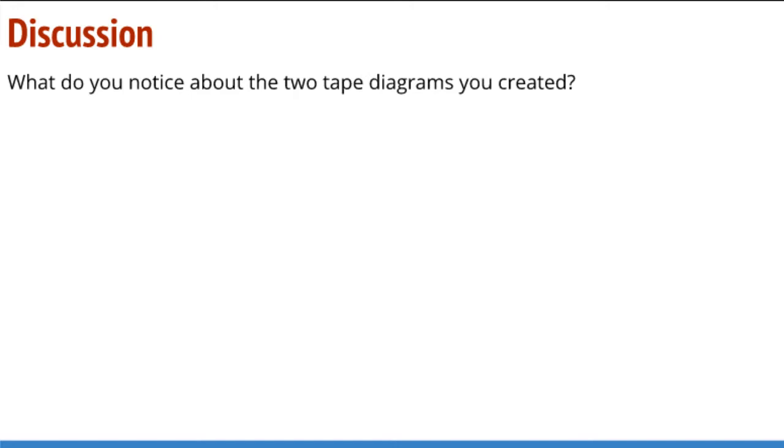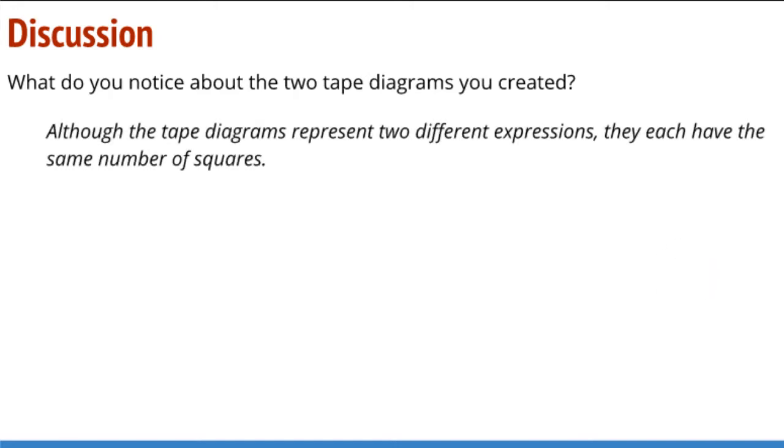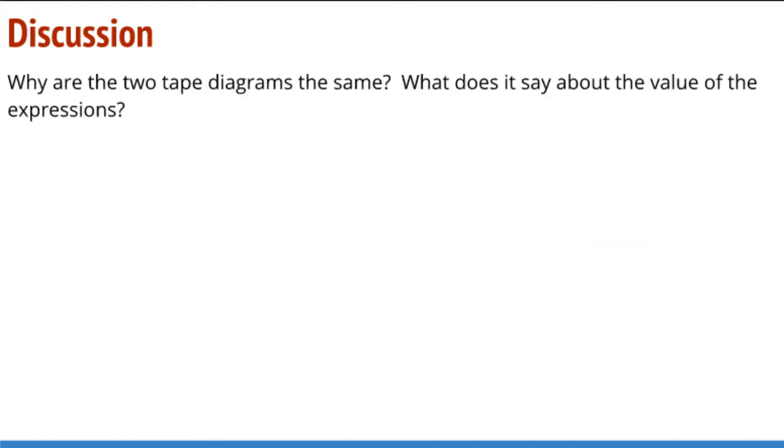What did you notice about the two tape diagrams you created? Hopefully you noticed that even though the tape diagrams are representing different expressions, they've each got the same number of squares. If we were to get rid of the numbers at the bottom, they looked exactly the same. They were just 8 squares together. And this, of course, should cause a question: why are the tape diagrams the same?